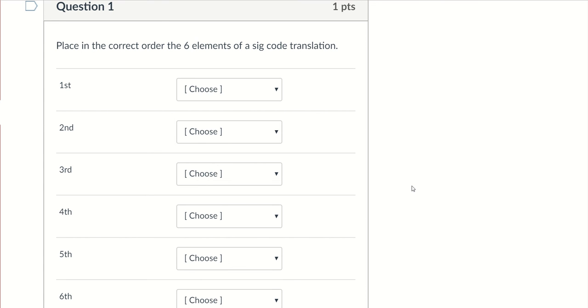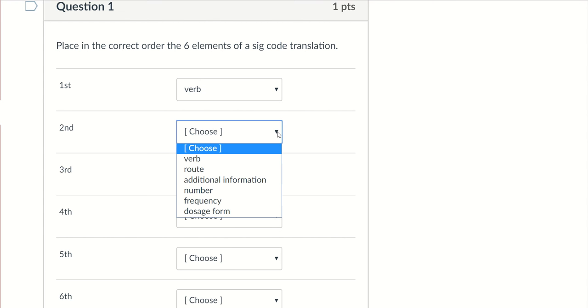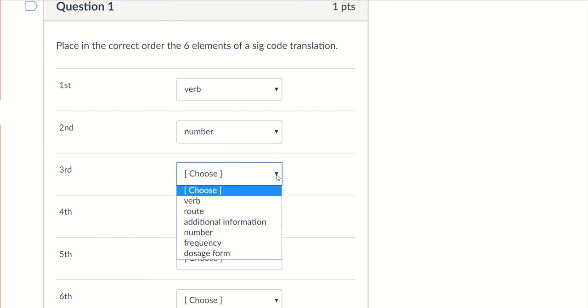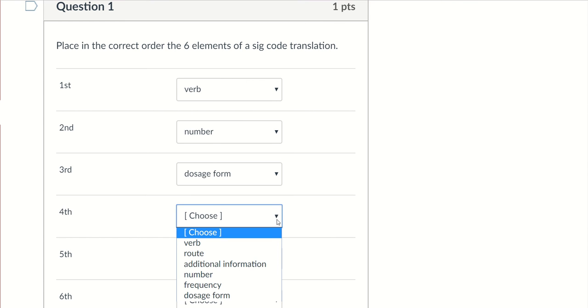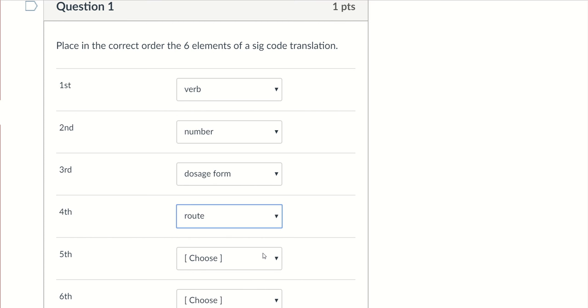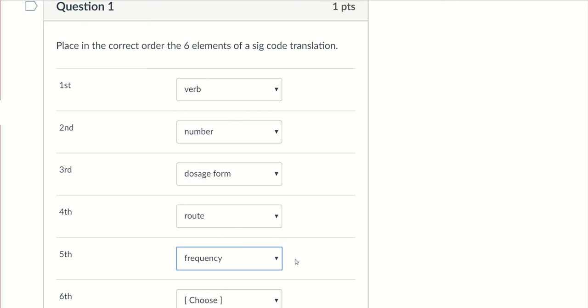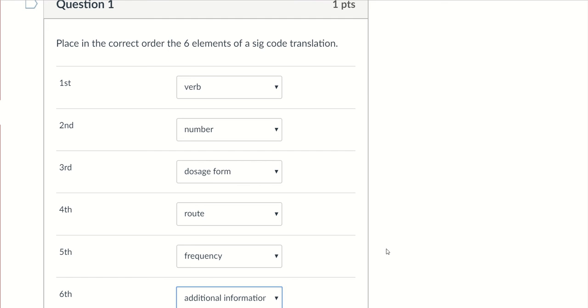So the first thing is always going to be the verb. Next, it's going to be a number. Then it's going to be dosage form. And then where are you going to put the dosage form? That's the route, how it enters the body. How often would be the frequency of administration. And lastly, any additional information the doctor might want to add or modify.